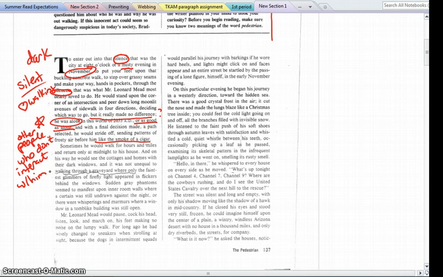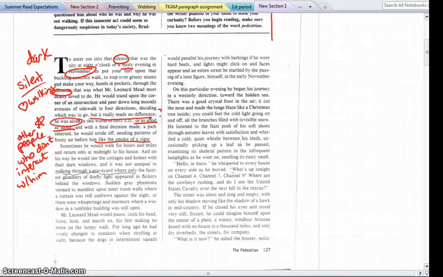Okay, so notice how I went through this. I read the passage first, I made a couple marks, I underlined some things, circled some things, but then I went back and I annotated it afterwards, which is forcing me to think about what I'm reading and comprehend it better instead of interrupting the reading. Okay, now let's go on to the next paragraph.